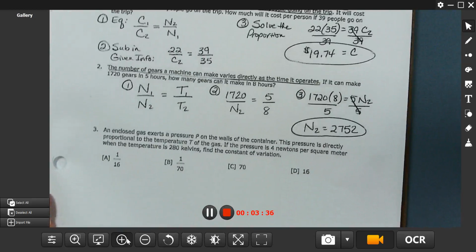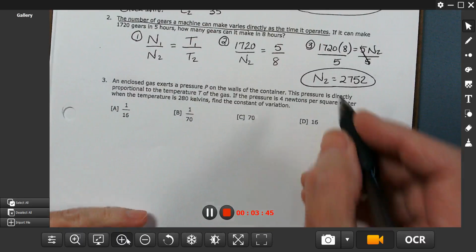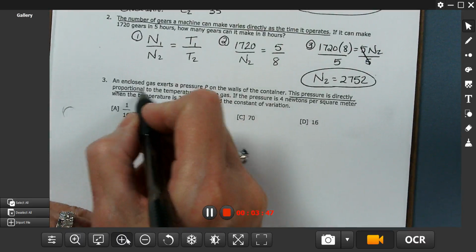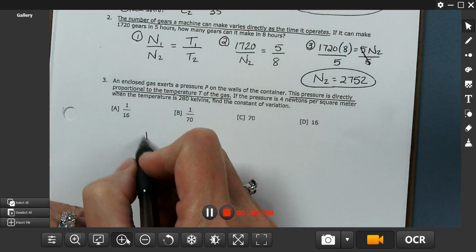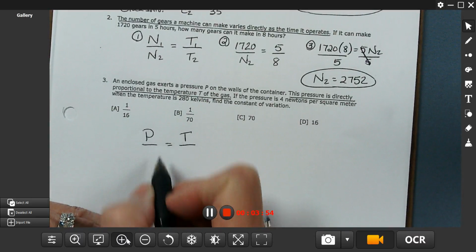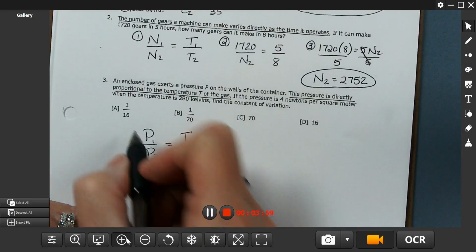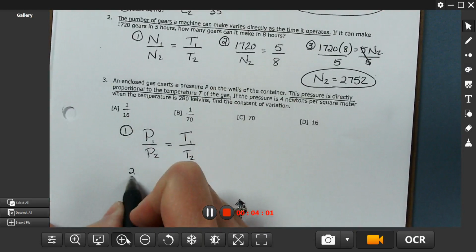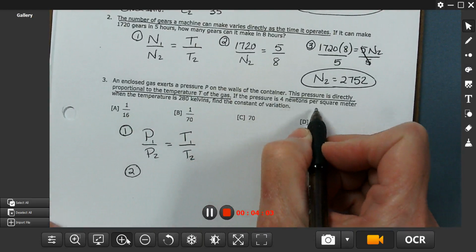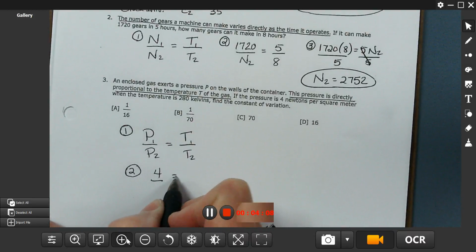Okay? Down here it says an enclosed gas exerts a pressure P on the walls of the container. This pressure is directly proportional to the temperature. So pressure is directly proportional to the temperature. So P equals T, like that. Straight across. Subscript 1, put your 2's in the bottom. That was step 1. Step 2. If the pressure is 4 newtons per square meter when the temperature is 280, so we have 4 here and 280 there.